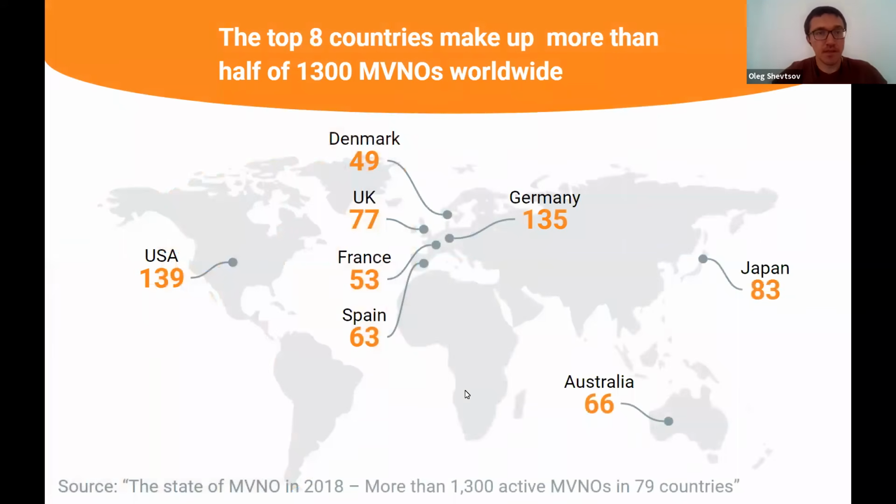When we look at the map of the world, you can see that some countries are the leaders in the number of MVNOs and service providers. There are lots of MVNOs in the USA, a lot of MVNOs in Germany, in the Central European region, in Australia, and in Japan. So what makes these countries different? Antitrust laws make these countries different.